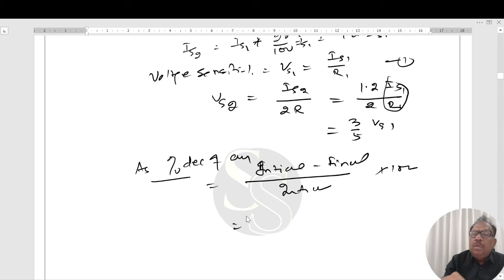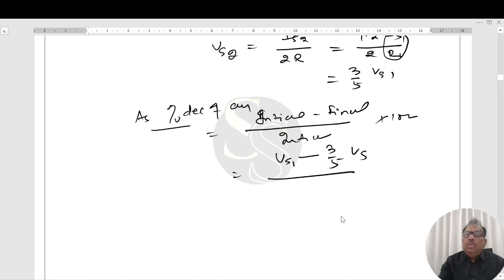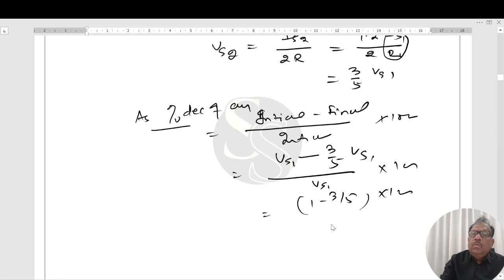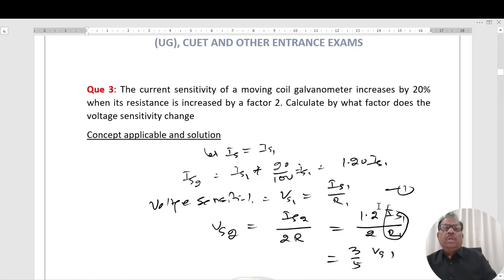That is the answer. Initial is VS1 minus 3 by 5 VS1. Upon this it will become VS1, so this comes out to be multiplied by 100. 1 minus 3 by 5 into 100 is 40%. So the decrease will be 40%.